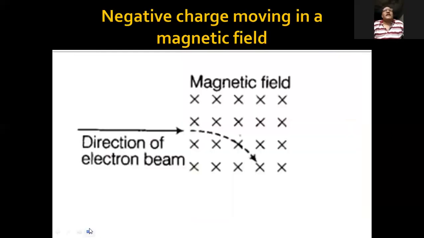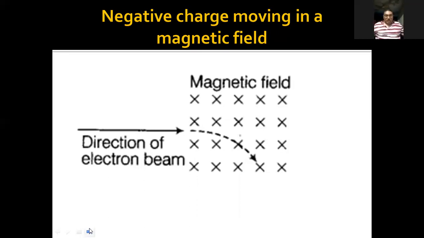Okay, again, here you can see we have electrons. Electrons are not positive charges. Electrons are negative. And I told you this left-hand rule is for positive charges. It is for conventional current. It is not for the electron current. It is not for the negative charges. But we will try to find the direction by using the left hand rule.